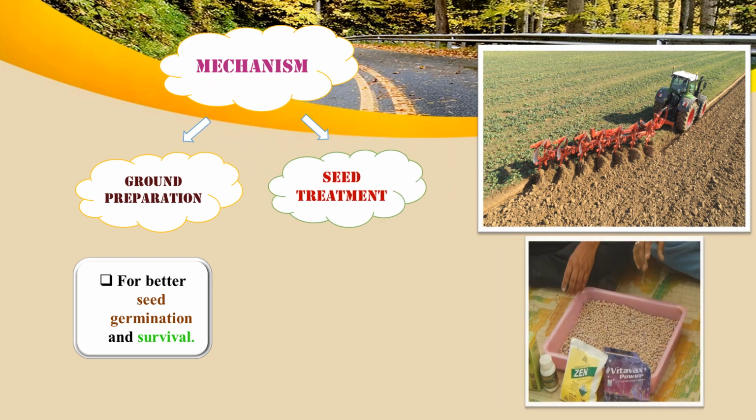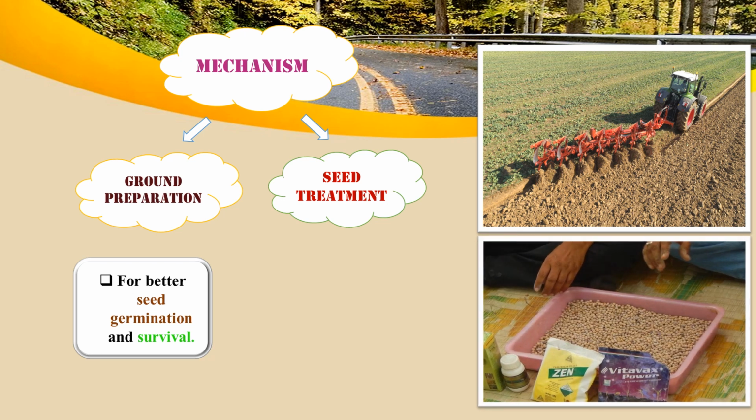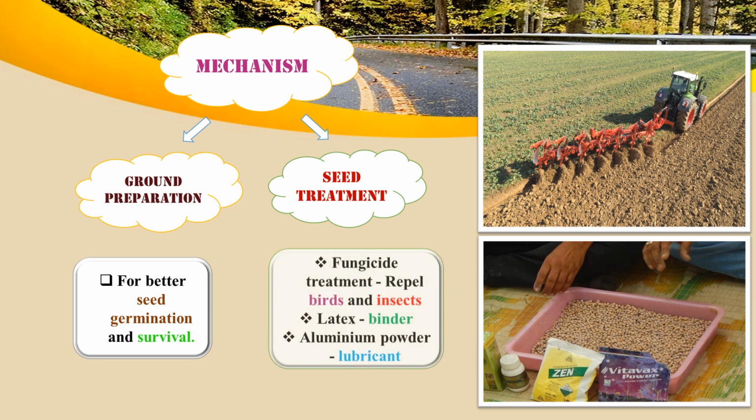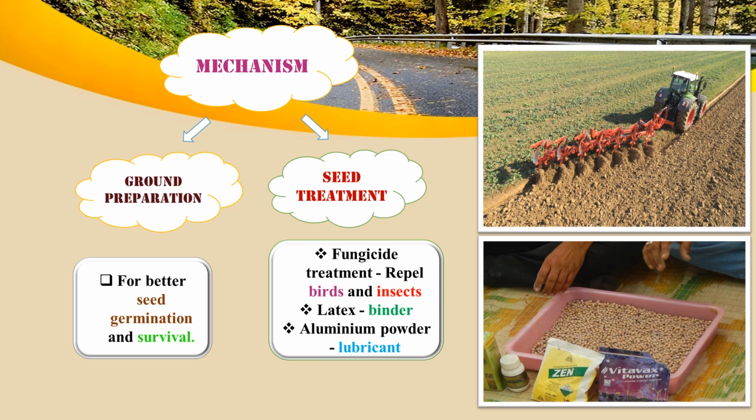In aerial seeding, there is a chance that seeds are damaged by animals. So to avoid this predation, the seeds are covered with latex, which is used as binder for fungicide and lubricant. The fungicide is used to repel birds and insects. The aluminum powder is used as lubricant to prevent the seed from sticking while passing through agricultural machineries.